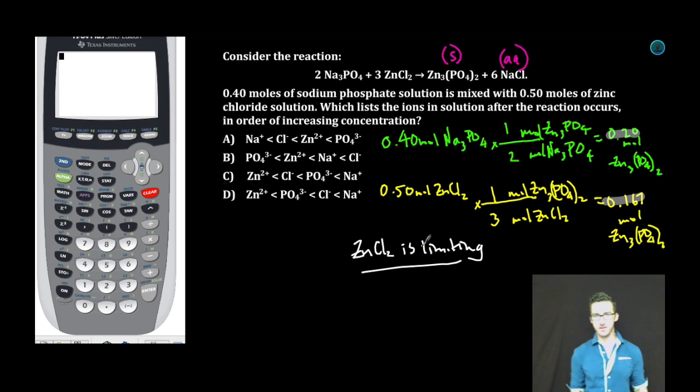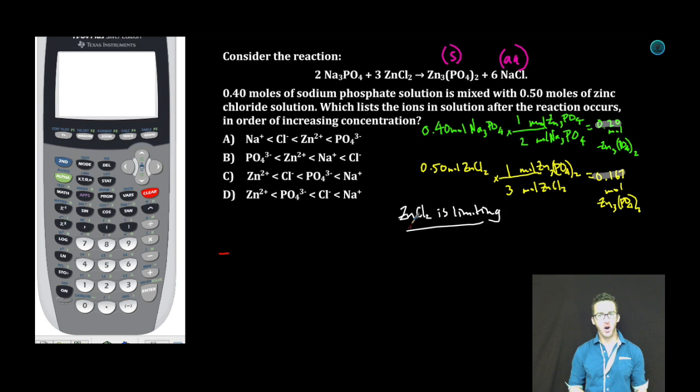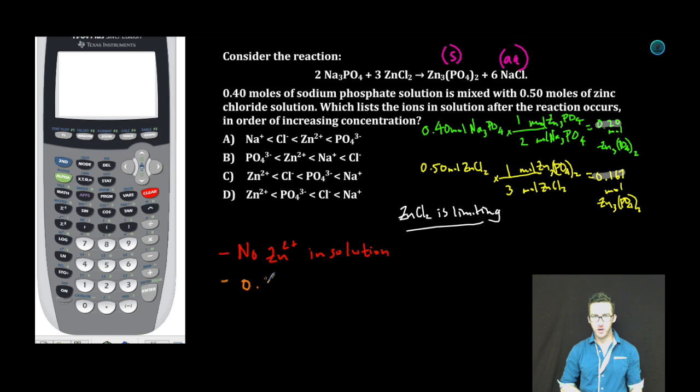That's really important. As we solve this then, if all of the zinc chloride is getting used up and the zinc is forming that solid precipitate, then there's going to be virtually no zinc ion in solution because it's all precipitated out as a solid. Let's think now about the phosphate. Originally, we had 0.4 moles of phosphate ion. But again, think about how much zinc phosphate forms. 0.167 moles of zinc phosphate or 0.333 moles of phosphate ion.